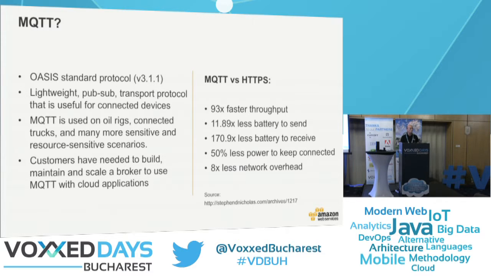So why MQTT quickly and not HTTPS? It's an old protocol, it's nothing new, but it's very efficient versus HTTP. It's much more lightweight, it's faster, it consumes a lot less battery, which makes sense for small connected objects that run on batteries. So it's an old protocol that has found a new life with IoT.